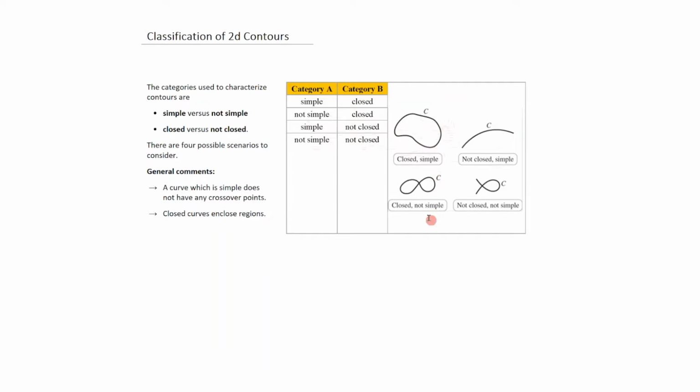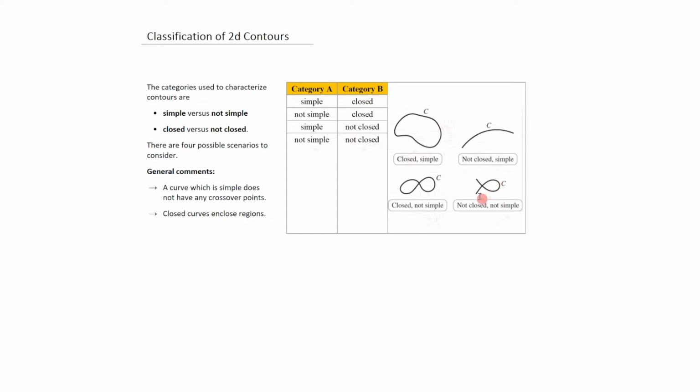Closed, not simple. All right, so this one is potentially problematic because you have a crossover point here. And so you have to keep track of what's going on. There's a region here and a region here. So in principle, this is a problem that could be solved, but you've got to keep your eyes on this one. Not closed and simple, not closed, not simple.